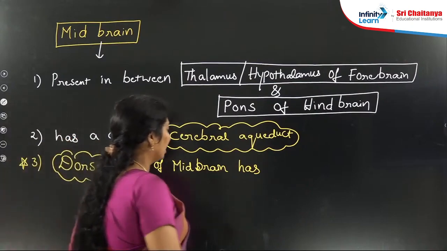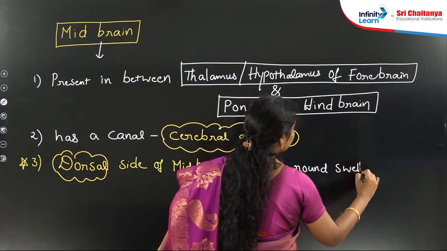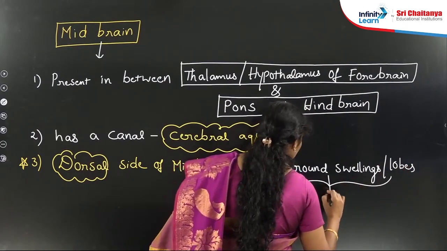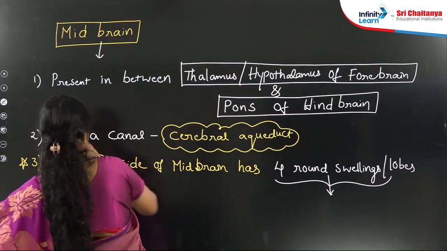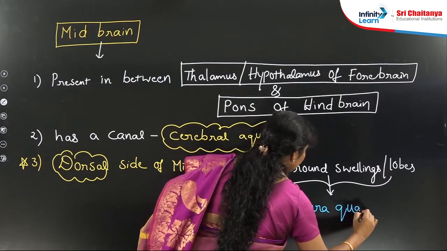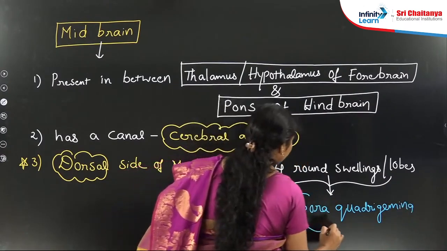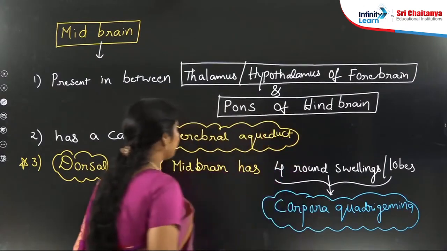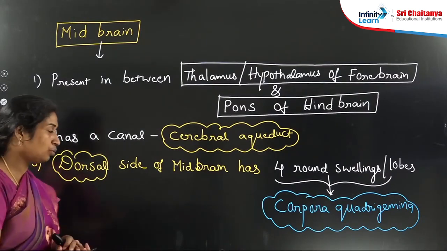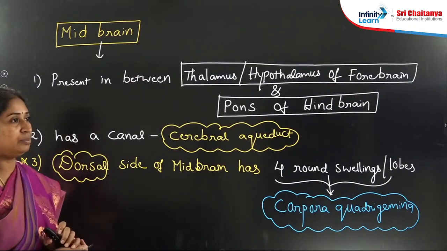How many are there? There are four round swellings, also known as lobes. What do we call these four lobes? We call them corpora quadrigemina. This is also an important part. Where is the corpora quadrigemina present? It is present on the dorsal side of the midbrain. Its role is that it plays an important part in visual reflexes as well as auditory reflexes. So this is about the midbrain.